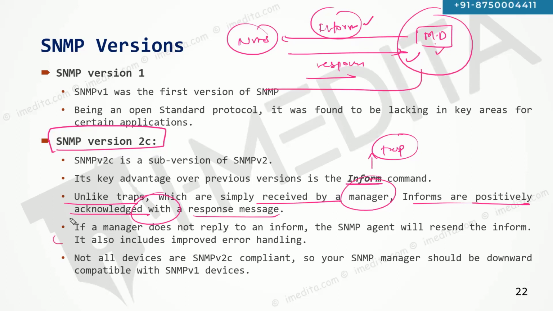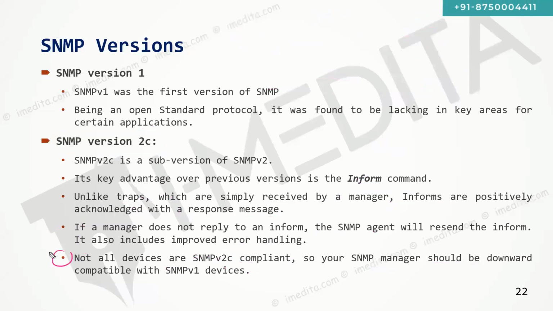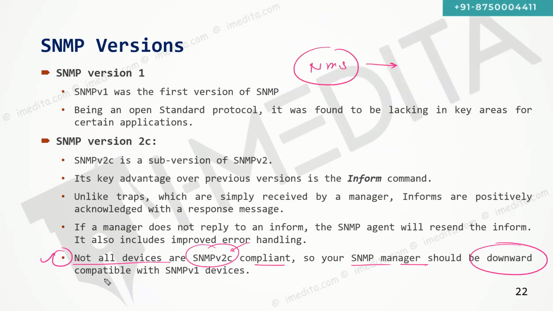If not, then it is going to retransmit that inform message again to the NMS, which is going to improve the error handling. Not all the devices are version 2 compliant. Your manager should be downward compatible with the version 1 devices. SNMP version 2 is popularly available almost everywhere nowadays, but not all the devices might be version 2C compliant. So whatever network management software you are using must be backward compatible with SNMP version 1 devices. Your network management station must have the capability to send or receive the trap messages as well as the inform messages.